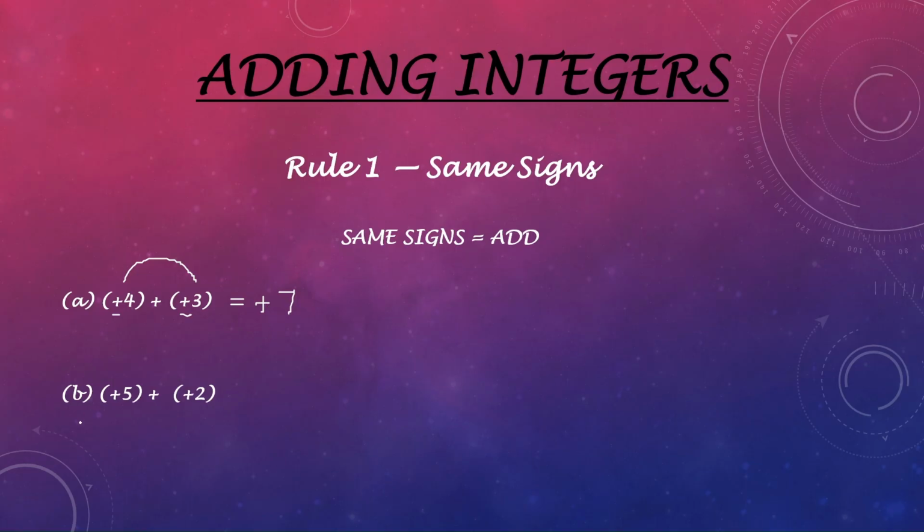Now let's see the other example. That is when plus 5 is added with plus 2. Both of them are having the same sign, so we have to add them. 5 plus 2 makes it 7. And since both of them are having positive signs, we will put the sign as plus 7.